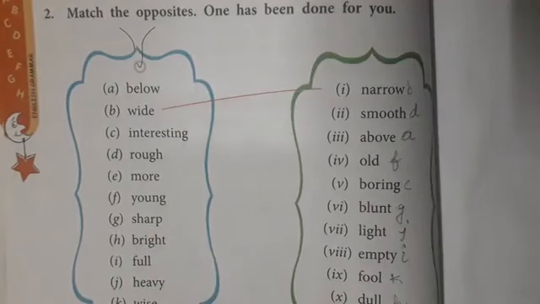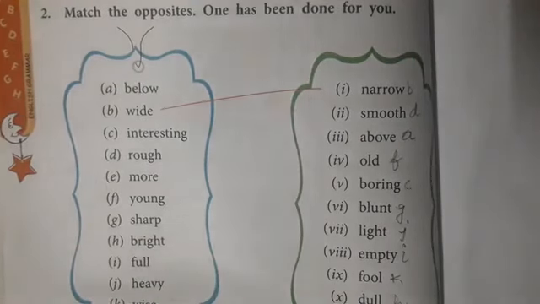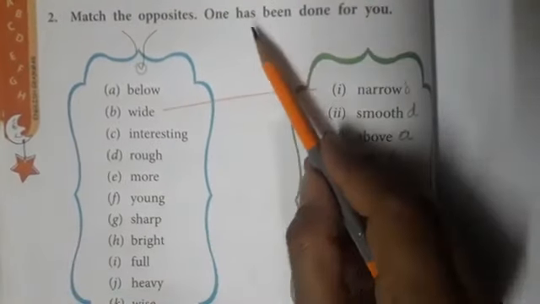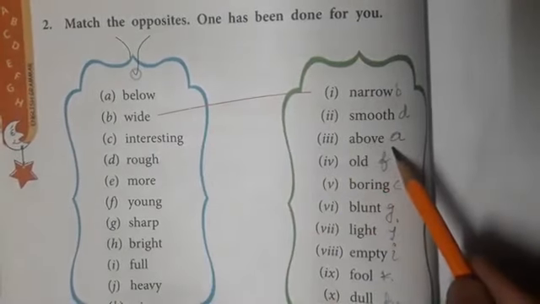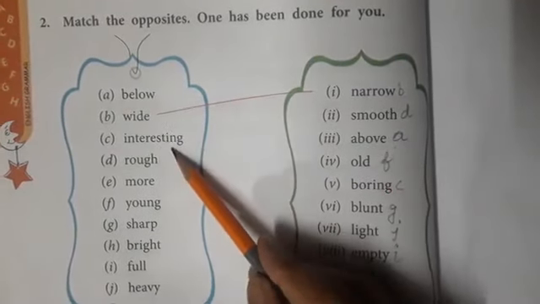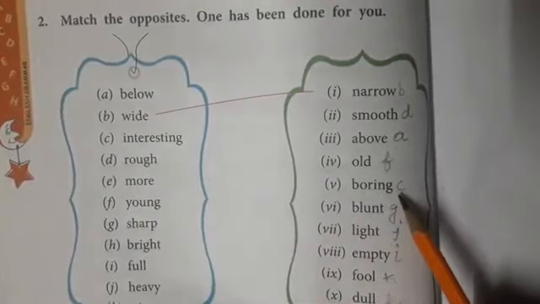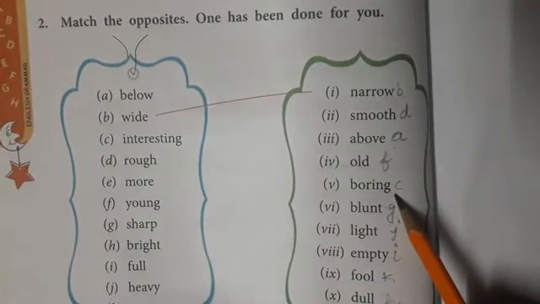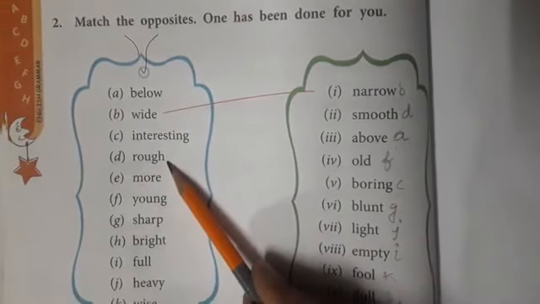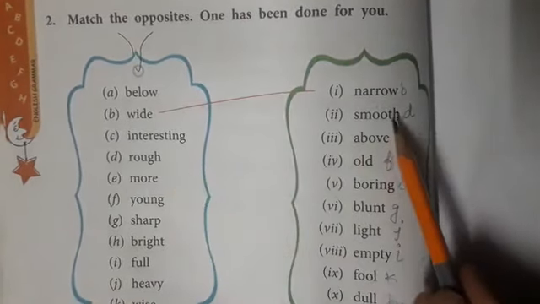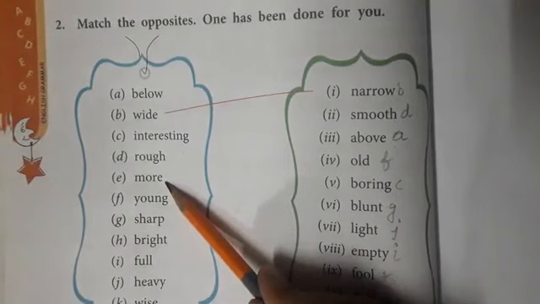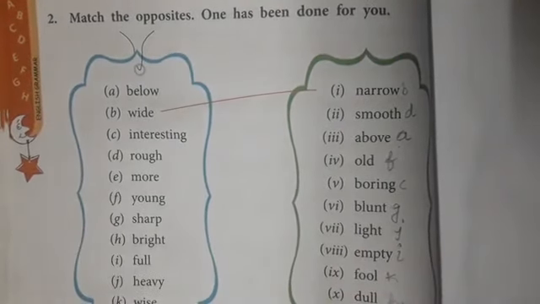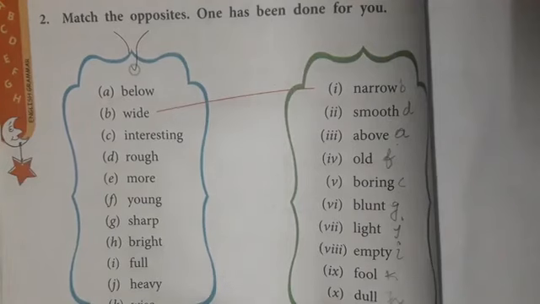So the second exercise is on page number 50, and let's proceed, where we have to match the opposites. One has been done for you. Wide, narrow. Now second one is below. For below, we will match to above. Then interesting, boring. Opposite of interesting is boring. Rough. Opposite of rough is smooth. More. Opposite of more is less. It is the last word given in this B column.